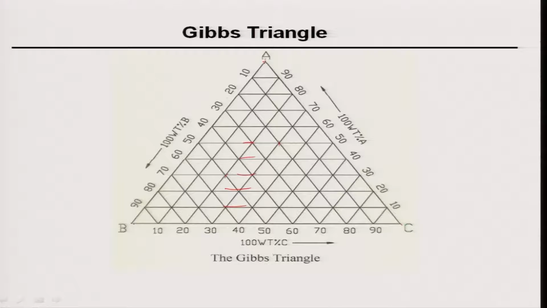Any line parallel to AC will tell you the composition of B.